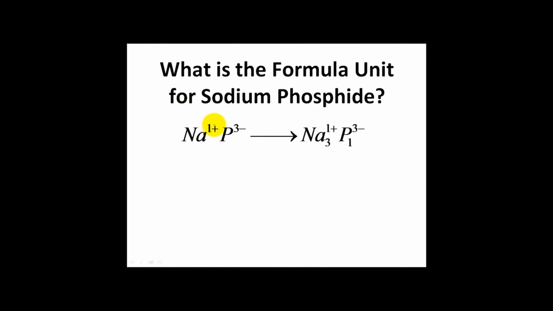Na has a 1+ charge, phosphorus has a 3- charge, and I'm going to take the 3 and cross it over here. Take the 1 and cross it over here. And what you see is that I have Na3P1. When I clean the problem up and remove the charges from the top, I see my formula unit is Na3P.